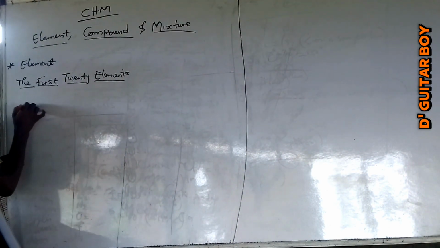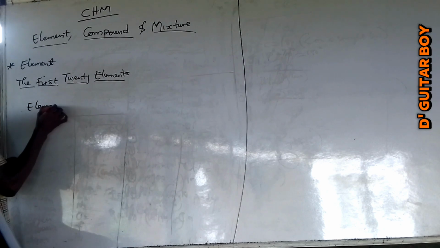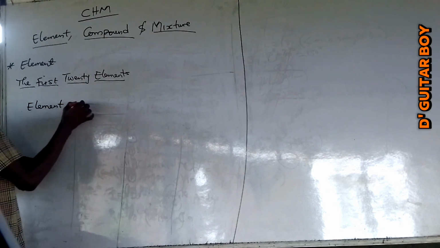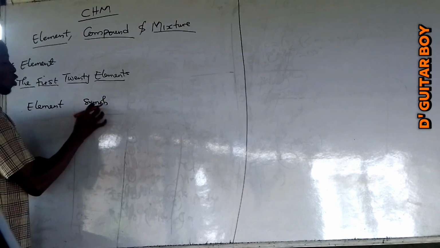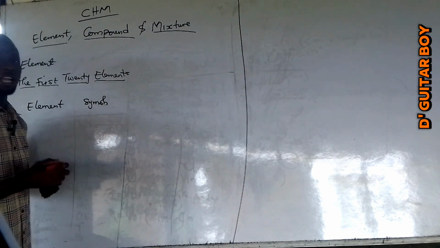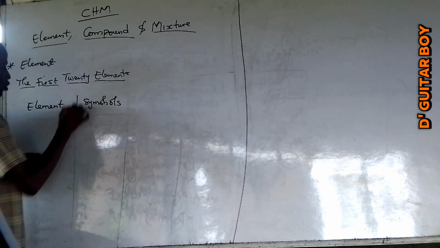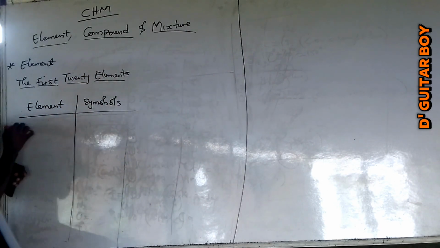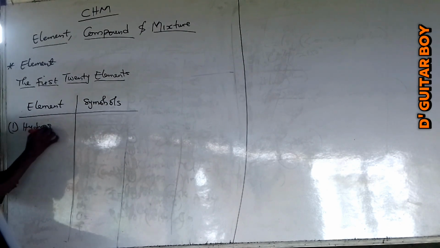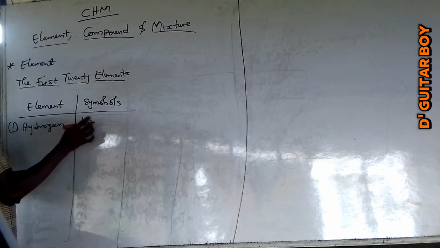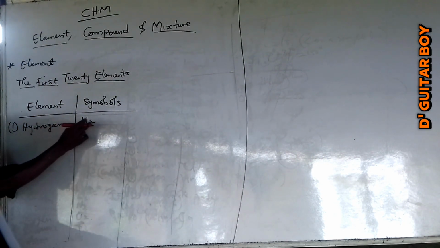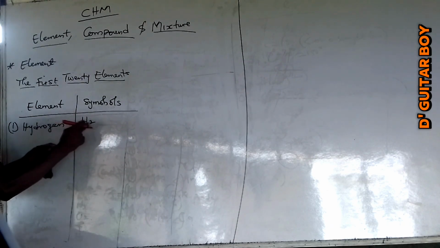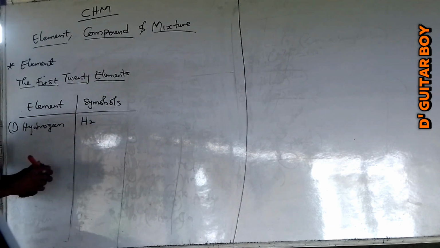For example, I want to list the first 20 elements now. Just watch. This is the element, then this one is the symbol. Symbols are very crucial, especially in writing chemical formulas. Number one is hydrogen. Look at the symbol. Whenever you see H, you know that it is hydrogen. With the subscript two, it is a molecule of hydrogen. If you remove the two, it is one atom of hydrogen.